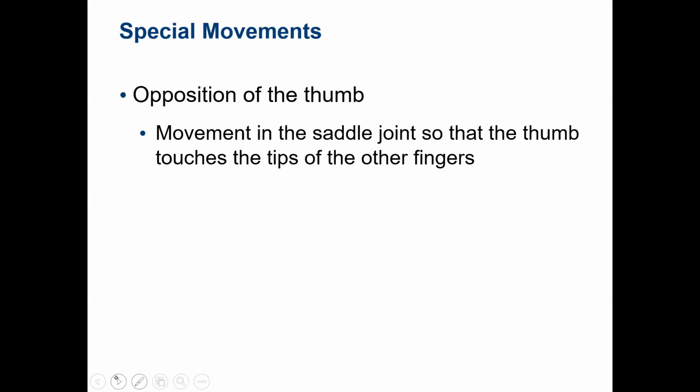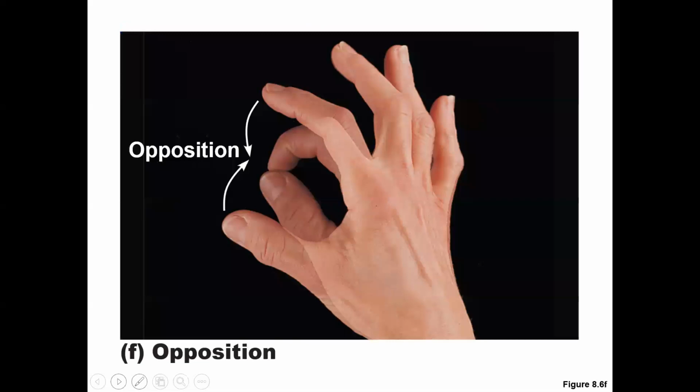The thumb is very special because it is opposable. Ever heard that term, opposable thumb? What it means when you have an opposable thumb is that you can touch your fingers with your thumb. So there's the opposable thumb.